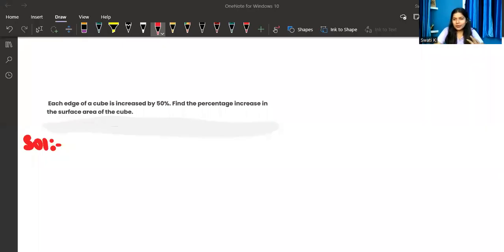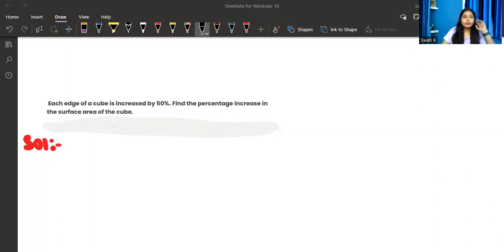All right, so this is our last question for today's video. The question is, each edge of a cube is increased by 50%. We have to find the percentage increase in the surface area of the cube. This question looks difficult, but it is not at all difficult. That is why I'll solve it step by step, so that you can understand each of the steps.